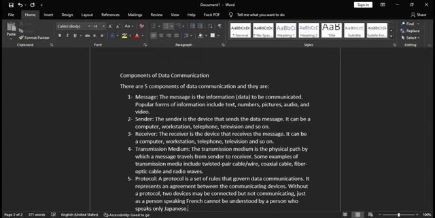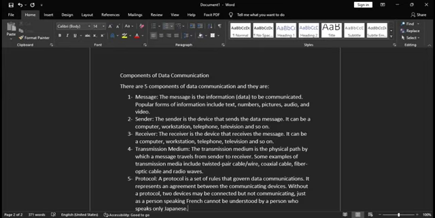When you want to send text, you want to send video, you want to send a particular number, you want to share your profile picture, you want to share an audio, you want to share video, all of these forms is the message. Now, 2, sender. The sender is the device that sends the data message. So it can be computer, workstation, our telephone, our smartphones, our television, and so on. Then receiver is the device that receives the message, whatever is being transmitted or transferred. It can be a computer, a workstation, television, your smartphone, and so on.